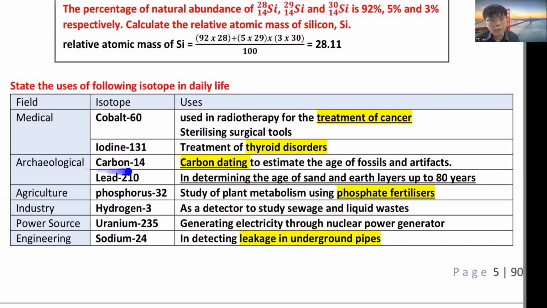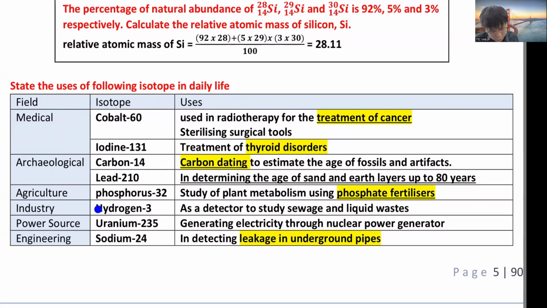In archaeology, you can use carbon-14 as carbon dating to estimate the age of fossils and artifacts. Then lead-210 is to determine the age of sand and earth layers, up to 80 years. For more than 80 years, you have to use another chemical to test. Phosphorus-32 is to study the metabolism, whether a plant absorbs all the phosphate fertilizer, for us to study.